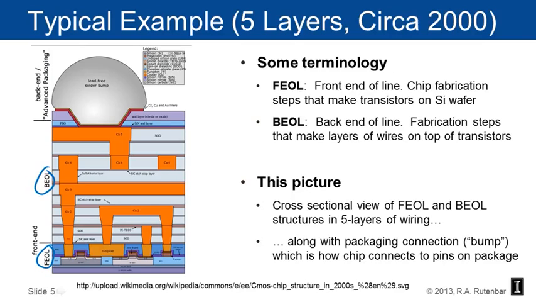This particular picture is a cross-sectional view of both the front end and the back end of line stuff for 5 layers of wiring, along with some stuff happening up at the top, which is actually some packaging stuff. That's the big blob up at the top. That's a solder bump. We're going to talk about this just a little bit more on the next slide.